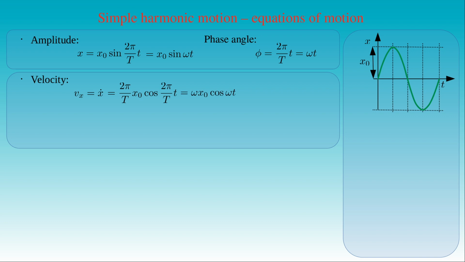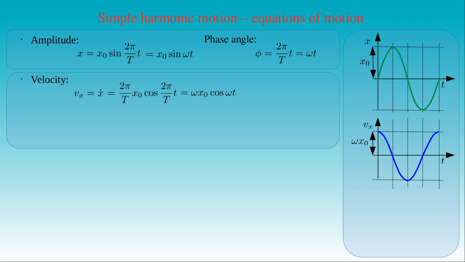If we compare the velocity versus time diagram with the graph of the amplitude versus time, we see that its graph is shifted by 90 degrees in the negative direction along the time axis. The maximal value of the velocity is given by the angular frequency omega times the maximal amplitude x0. As in the case of the displacement x, the velocity function can also be represented by a vector revolving in a circle, but with the radius omega times x0 instead of x0.